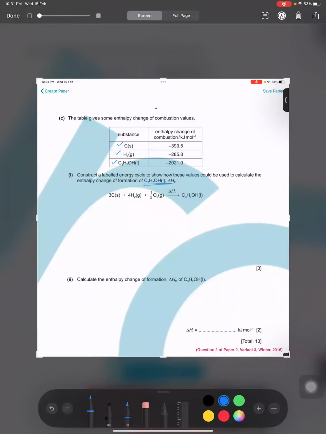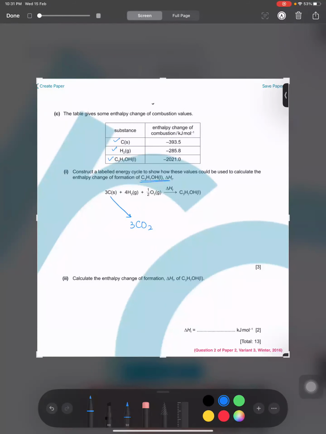So we need to know that whenever carbon is going to be combusted, it is going to produce carbon dioxide, and definitely 3 carbons are going to be combusted, so there are 3 carbon dioxide to be produced. Then whenever the hydrogen is going to be combusted, it is going to produce water molecules, and right now we have 4 hydrogen molecules, so definitely 4 water molecules to be formed. And then when this is going to be combusted, then carbon dioxide and water to be produced. This is the cycle you need to draw.